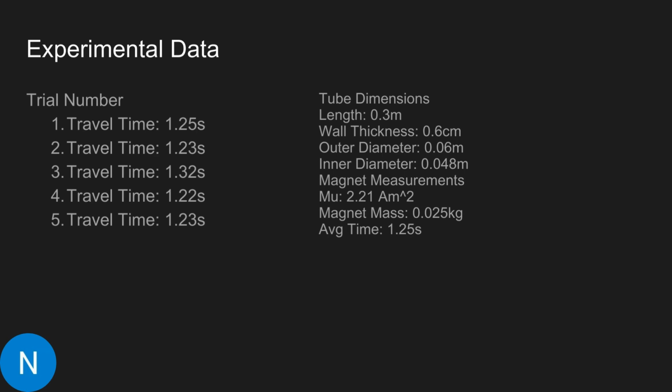Two dimensions, the length was 0.3 meters, the wall thickness was 0.6 centimeters, the outer diameter was 0.06 meters, and then the inner diameter was 0.048 meters. The magnet measurements was mu is 2.21, the magnet mass is 25,000 kilograms, and then the average time was 1.25 seconds.